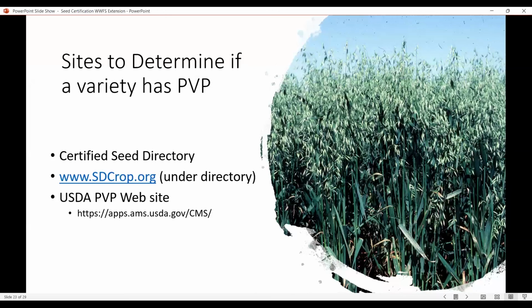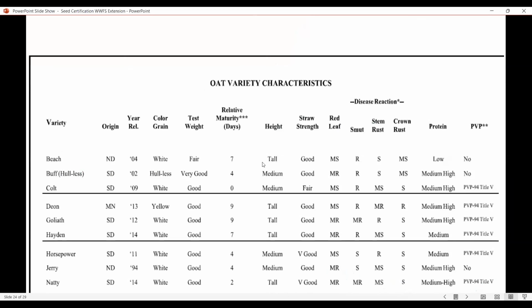How can you determine if a variety has PVP? There are several tables in our certified seed directory that we print every year that lists the varieties and what type of plant variety protection they have. You can also go to our website, sdcrop.org, and look under the directory, or you can go to the USDA website, and that's listed here on the slide. This shows where in the South Dakota Crop Improvement Seed Directory, on the right-hand side, it lists the type of PVP that each variety has.